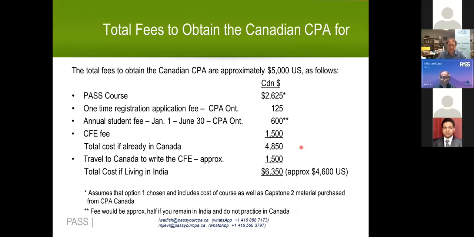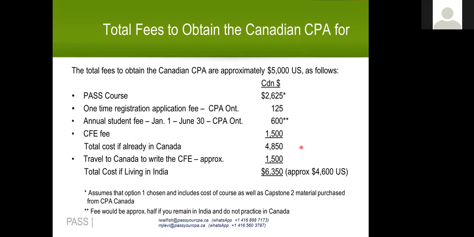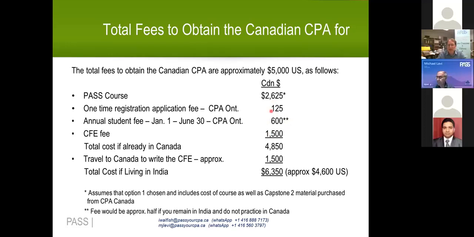Yeah, the total fees to obtain the CPA is approximately $5,000. Yeah, this is US dollars, approximately how much it will cost you overall to get your Canadian CPA. Our program, 26.25, and the various fees with the Institute and for the CFE, 125, 600, 1,500. And then if you're traveling to Canada, another 1,500. This is the total of approximately what the whole thing will cost you to get your Canadian CPA.